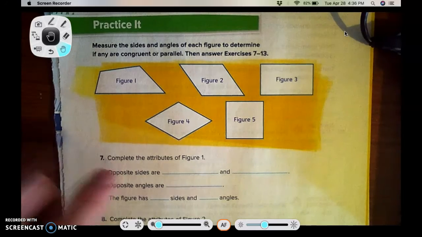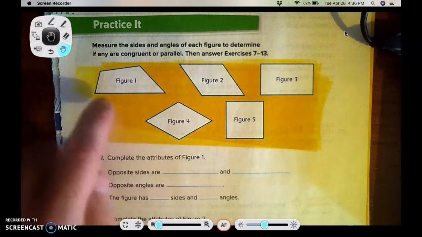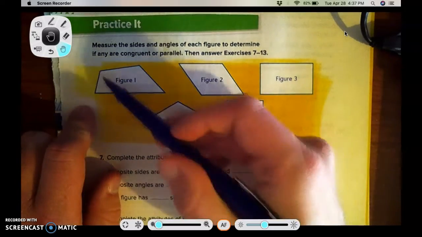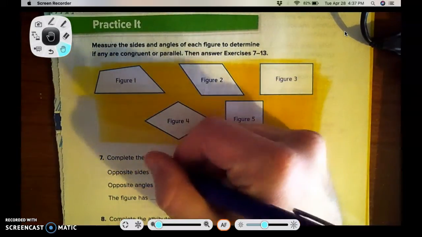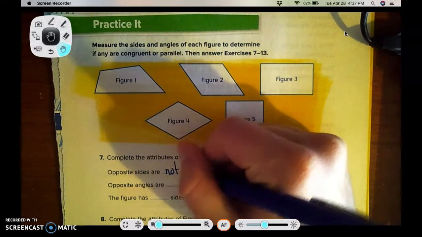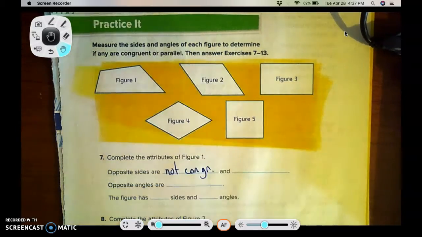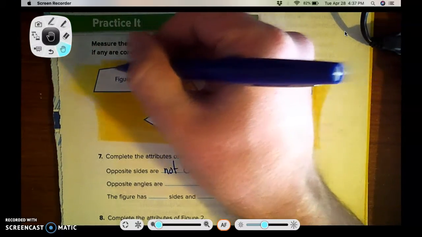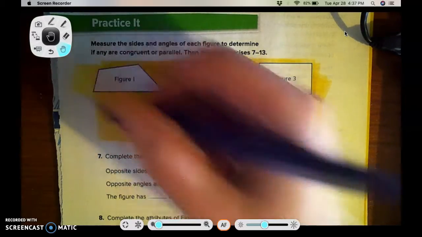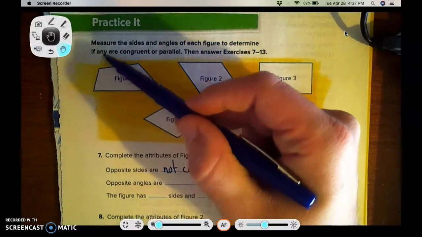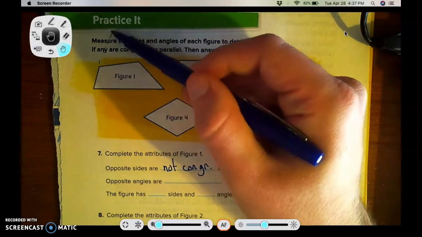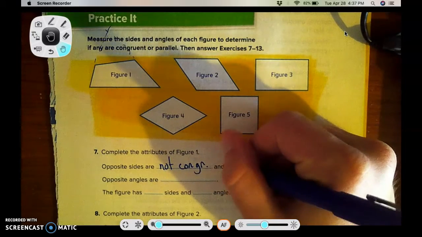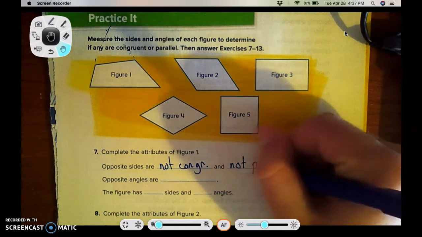So, complete the attributes or the characteristics of figure 1. Opposite sides are blank and blank. Well, are they congruent? No, they're all different sizes, so they're not congruent. And you can abbreviate congruent. And they are not parallel because, again, if we take this line, it's going to go down this way and it's going to cross into this opposite one. Same with this one here. If we go up and extend it out, it's going to come clear up here and this line will cross it eventually as well. So they're not congruent and they're not parallel.